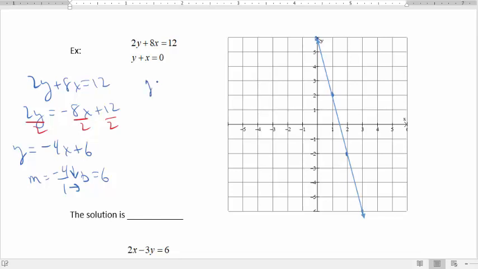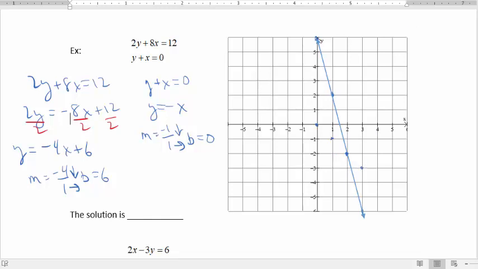y plus x equals 0, that's an easy one to solve, right? I just subtract x, so I end up with y equals negative x. But remember, that just means the slope is negative 1 over 1, and the y-intercept is actually 0. So I'm going to start at (0, 0), and then I'm going to go down 1 and right 1, down 1 and right 1, down 1 and right 1, and I can already see what the solution is.